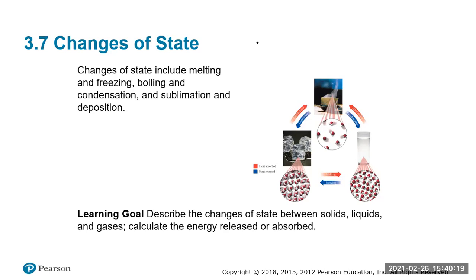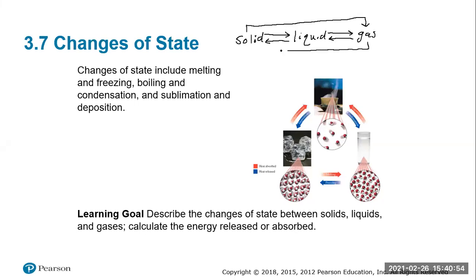Now, we're going to talk about changes of state. This involves the states of substances: solid, liquid, and gas. A change of state is when we go from solid to liquid or liquid back to solid, liquid to gas, gas back to liquid, solid skipping the liquid directly to gas, and lastly, that sixth transition, going from gas skipping liquid back to solid.